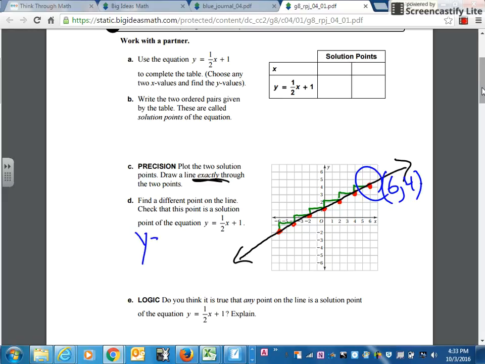So y is equal to 1/2 x plus 1. So 4 should be equal to 1/2 times 6 plus 1. And 1/2 of 6 is 3. 3 plus 1 does indeed equal 4. So 4 equals 4. So 6, 4 is indeed a solution to the equation. And you can pick any one of these red dots that we made, and if you plug it into the equation, it will be a solution for that line.